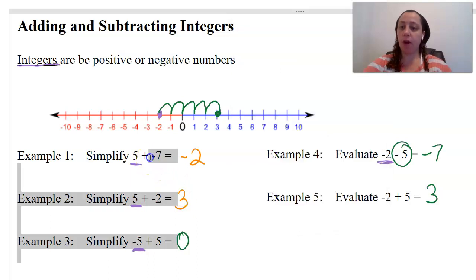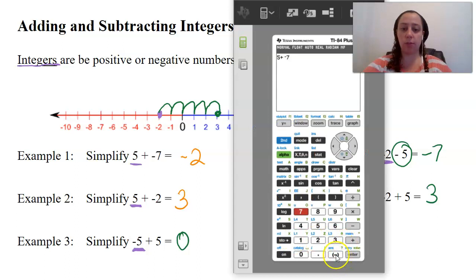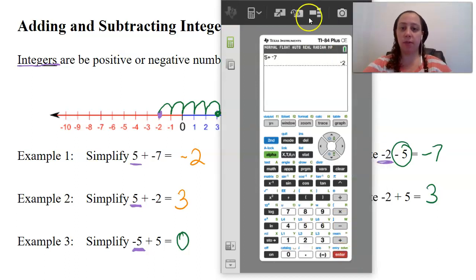If we're following a plus sign, or if the negative is in the beginning, then you will use this button. However, if it's in the middle, not after a plus sign, you will use the minus. So if we press enter, we see we get negative 2. 5 plus negative 2, we get 3.